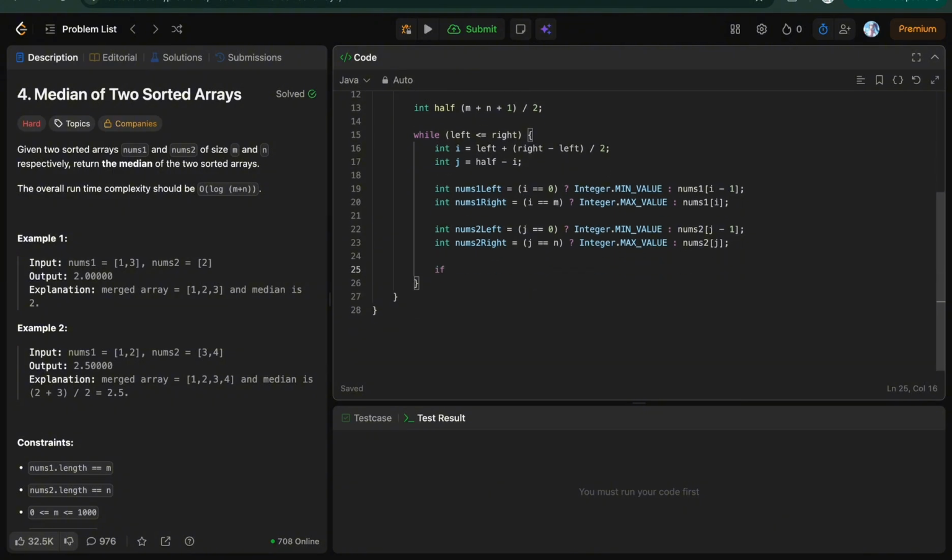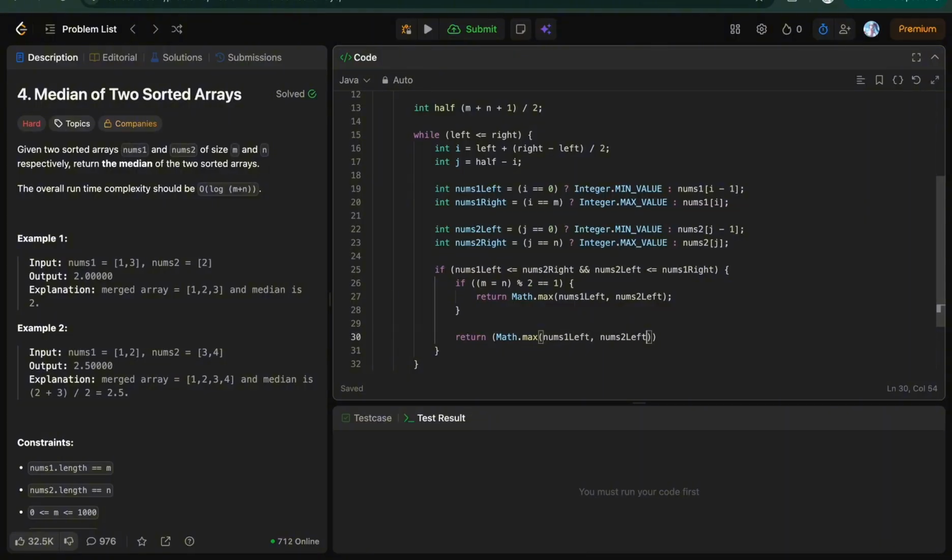Now, still within the while loop, if nums1Left is less than or equal to nums2Right, and nums2Left is less than or equal to nums1Right, and within that, if m plus n mod 2 equals 1, we're going to return Math.max of nums1Left and nums2Left. Otherwise, we're going to return Math.max of nums1Left and nums2Left, plus Math.min of nums1Right and nums2Right, and divide that whole thing by 2.